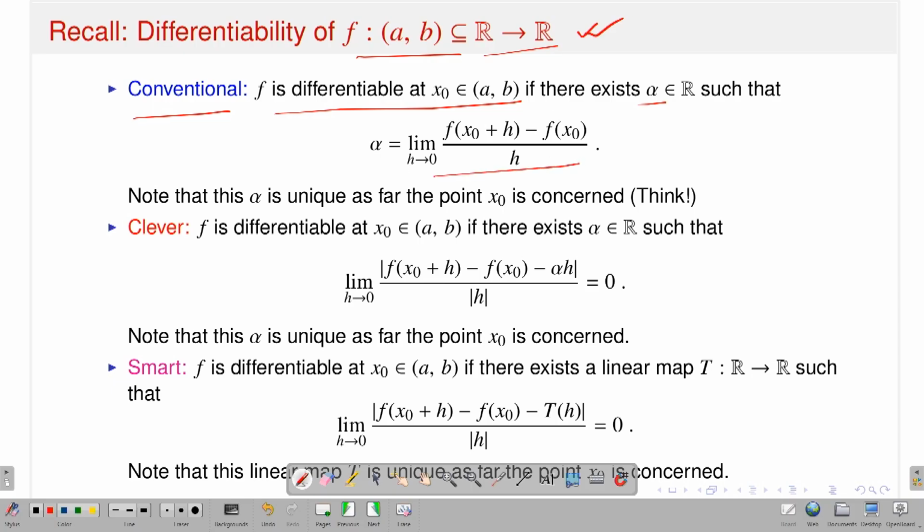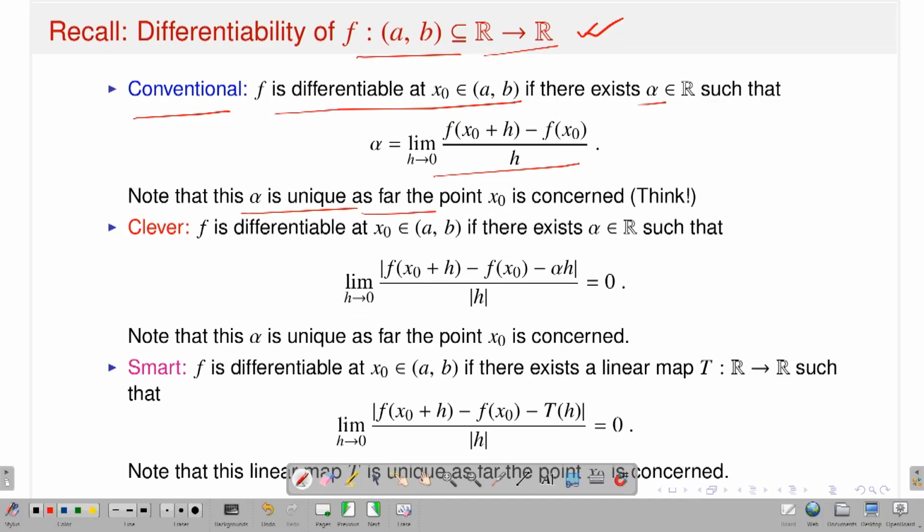If I want to talk about the derivative of f from an open interval (a,b), a subset of R, to R, then you know the definition. If I want to talk about the differentiability of f at x naught, you calculate the limit as h approaches 0 of the quotient f of x naught plus h minus f of x naught divided by h, and if the limit exists, that limit is the derivative of f at the point x naught. Of course, note that alpha is unique. That means if the derivative exists at the point, it is unique, because if the limit exists, the limit is unique.